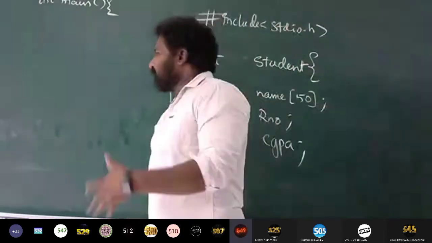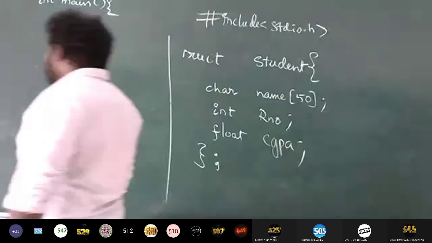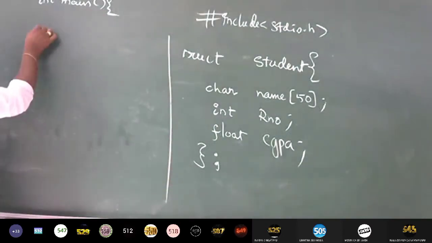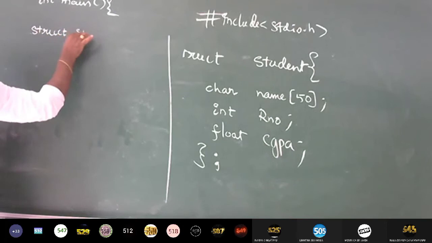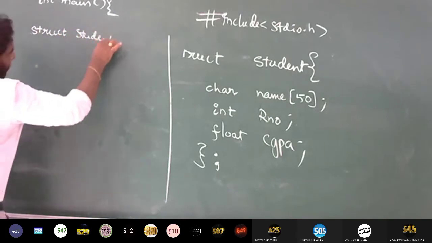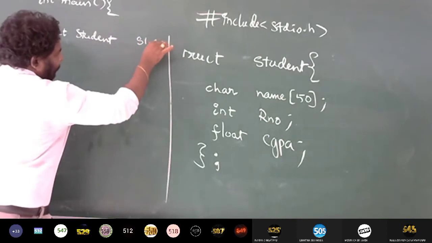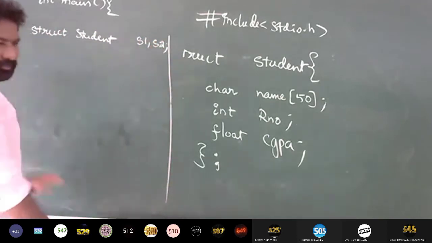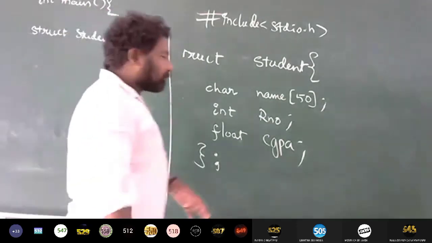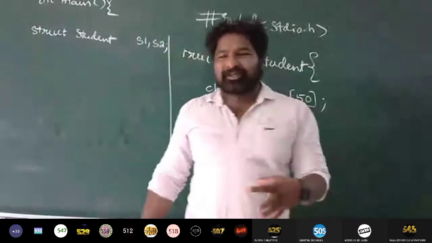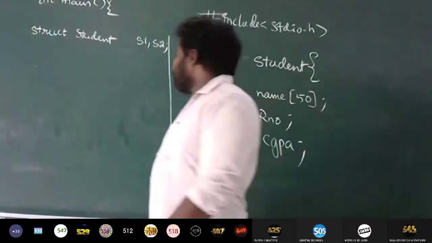Yes, sir. Okay, so then how can I do that? If I want to declare variables, I have to write struct student. If I want two variables, I'll write s1, s2, right? S1, S2. That means I am creating two variables of a structure type, right?